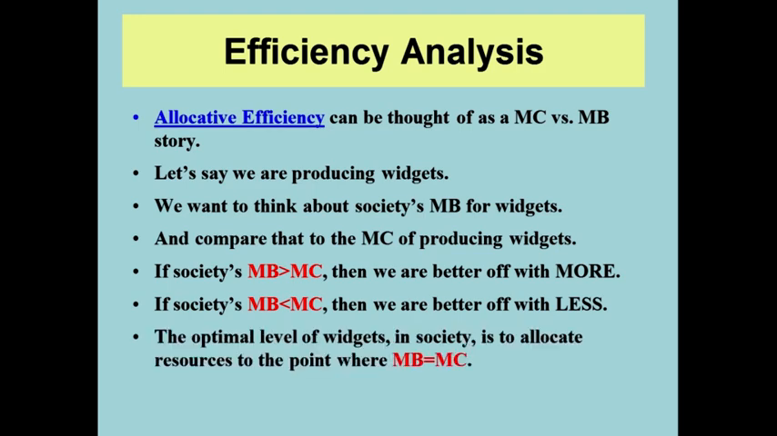Therefore, we can determine that the optimal level of widgets in society is to allocate resources to the point where marginal benefit exactly equals marginal cost of widgets. That's what the best situation is. So the optimal level of widgets in society is to allocate enough resources so we can produce where marginal benefit equals marginal cost. All right, I know you understand that. That's a simple story.